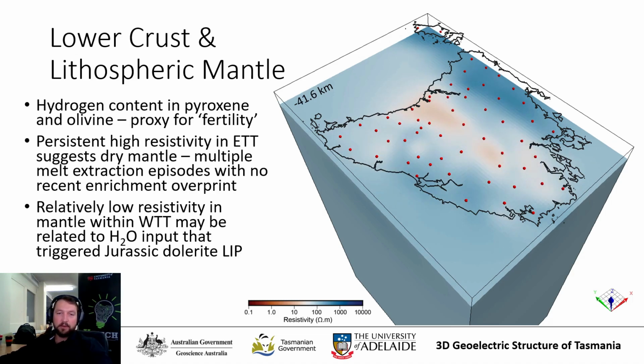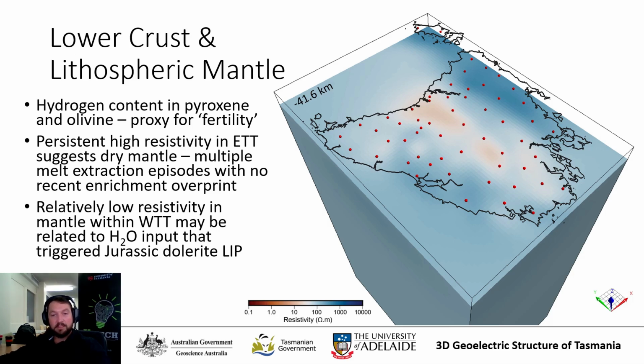Into the mantle now at 41.6 kilometers. The key conductive mechanism at this depth is essentially hydrogen content in pyroxene and olivine. Now, hydrogen behaves as an incompatible element at these depths, so you can think of conductivity as imaging mantle fertility at these depths. And the interesting thing to note is that the East Tasmania terrain is considerably more resistive than the rest of Tasmania. So this implies that the mantle beneath the East Tasmania terrain is different to the rest of Tasmania and is considerably less fertile.